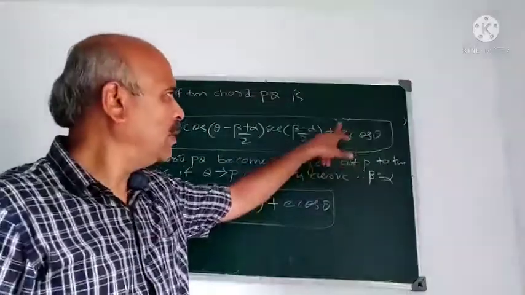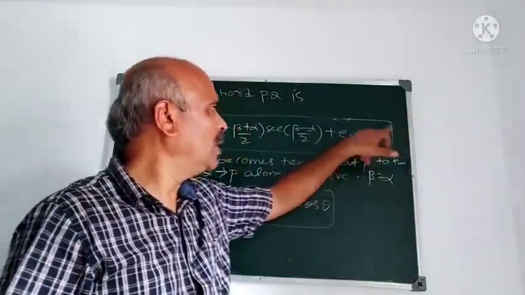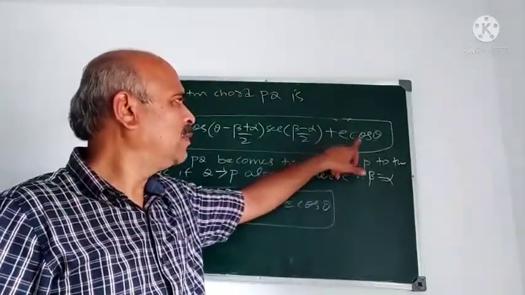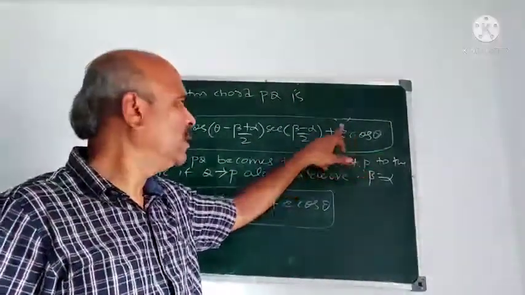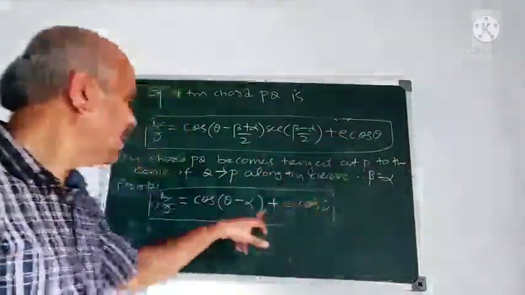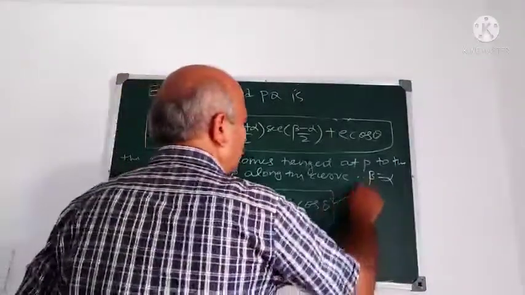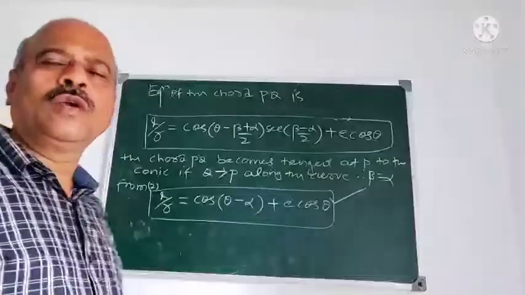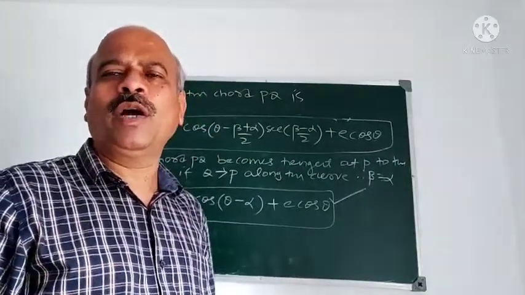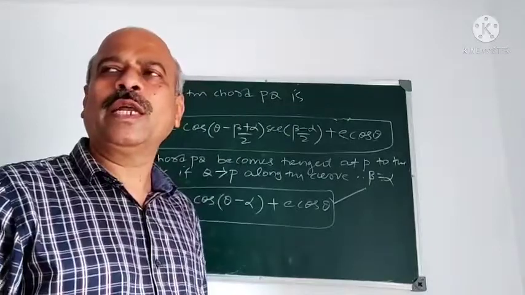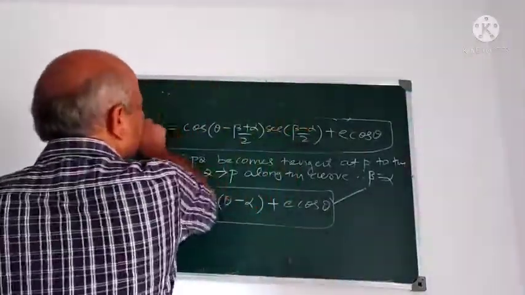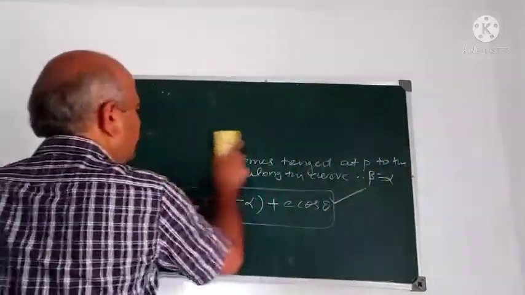One important thing: go through the video, rewind that one, where I left out this cos theta, and make that correction. The equation of the chord plus E cos theta should be there. So this is the equation of the tangent to the conic L by R is 1 plus E cos theta at the point whose vectorial angle is alpha. Now we derive the equation of the asymptotes.